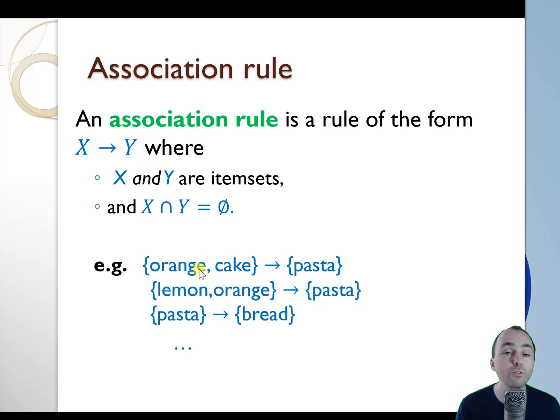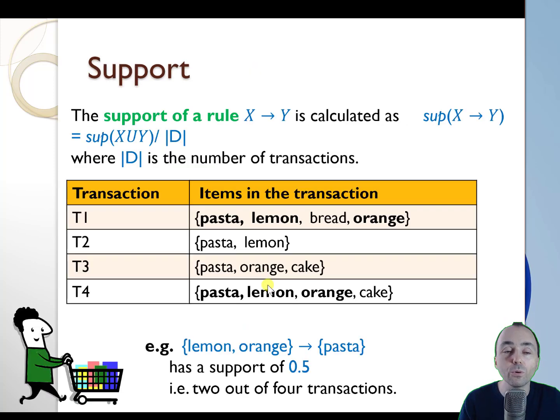So here I have a few examples of rules. Orange and cake imply pasta. That means if you buy orange and cake, you are likely to buy pasta. If you buy lemon orange, you are likely to buy pasta, and so on. Okay. So if we want to find rules like this, we need to decide what is a good rule, a rule that is interesting. So to evaluate the rules, we will use some functions.